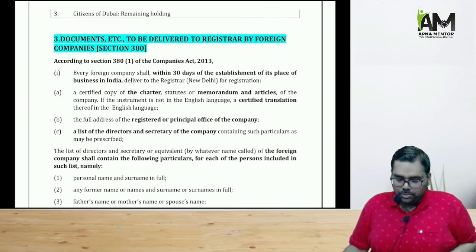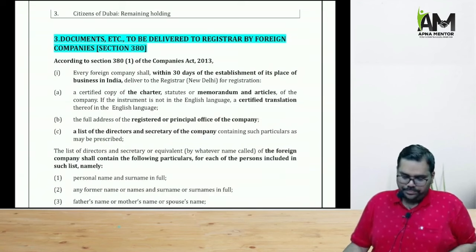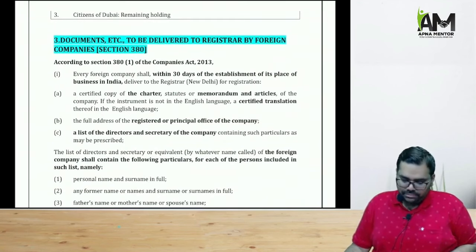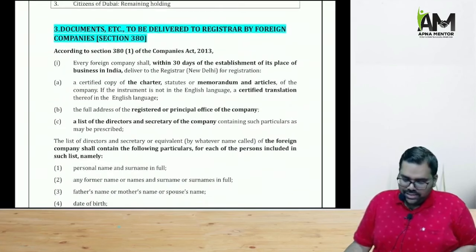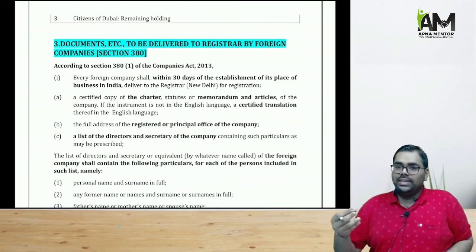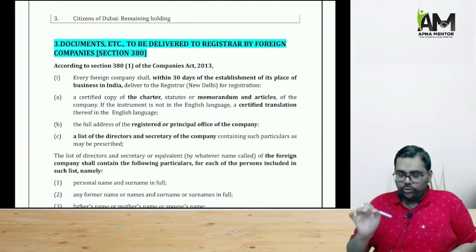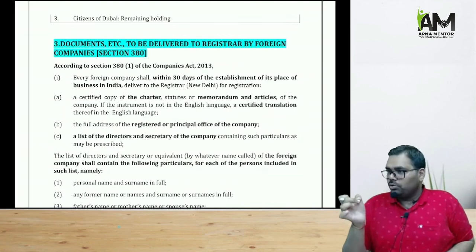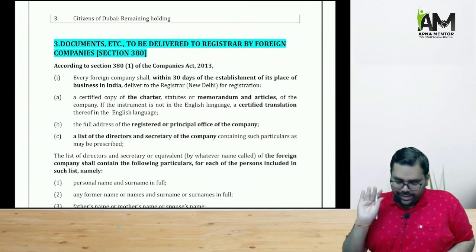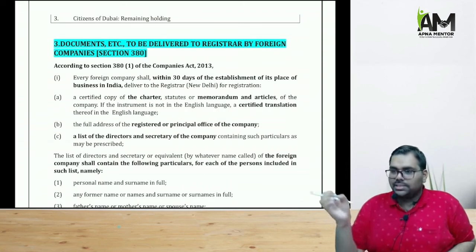What are the documents to be filed to the ROC New Delhi by the foreign companies? Basically, you have to deliver some important documents to the ROC New Delhi, and you have to deliver them within 30 days of the establishment of the place of business in India.